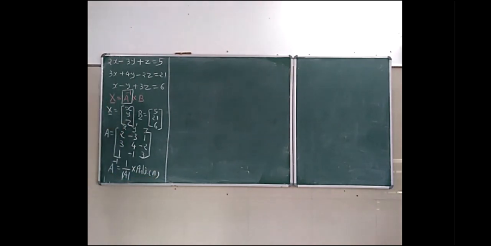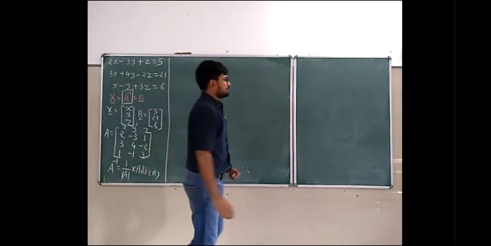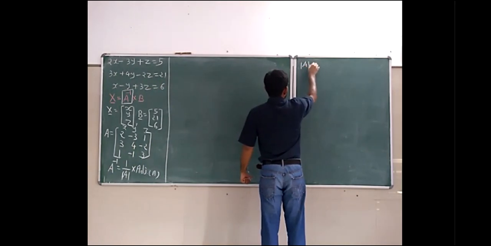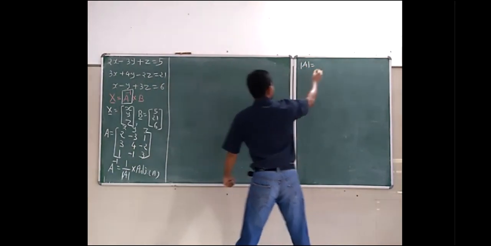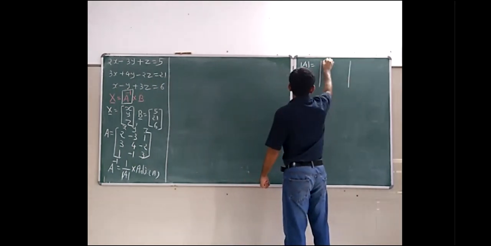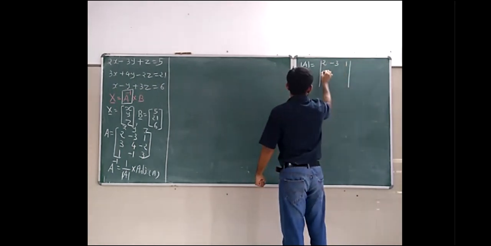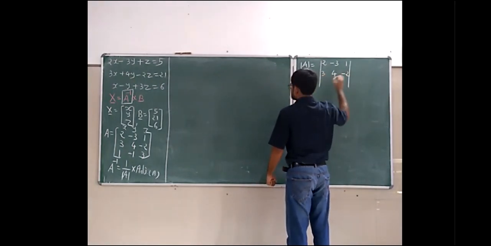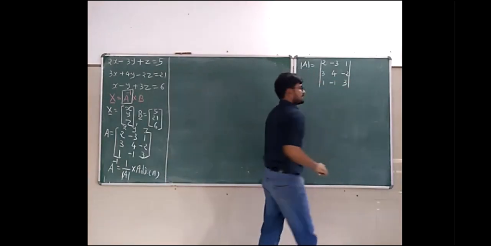First we'll find the determinant of A. So how can you find the determinant of A? Here, first of all write down the matrix in determinant form. So write it between two parallel lines. 2 minus 3 1, 3 4 minus 2, 1 minus 1 and 3.